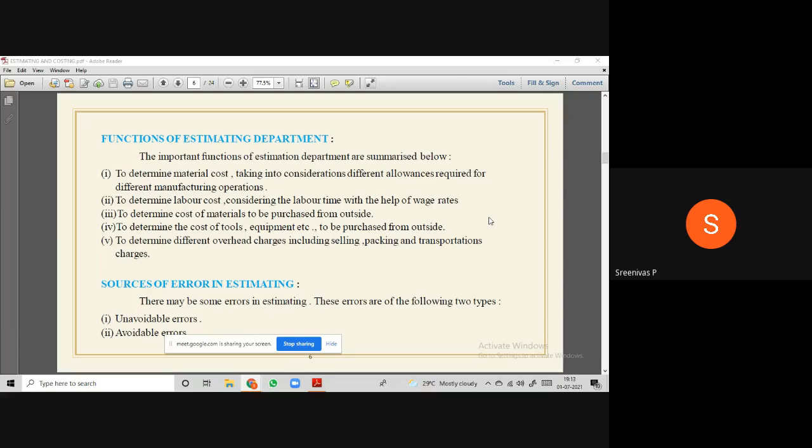The first one is unavoidable errors, which we cannot avoid. The second one is avoidable errors.